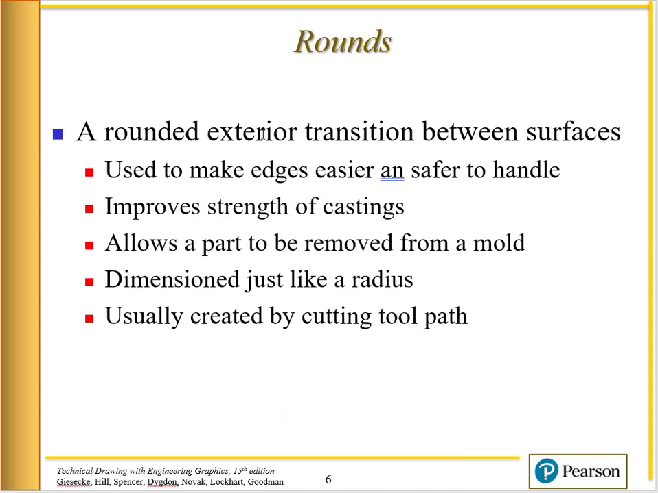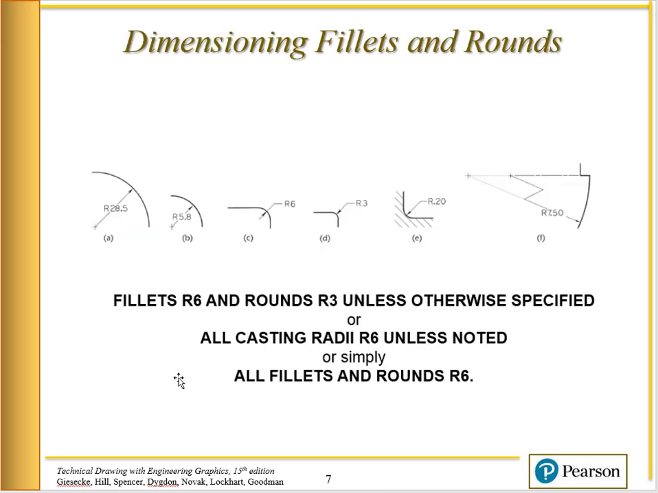Rounds. A round is an exterior transition between surfaces. Again, it's used to make edges easier and safer to handle. It improves the strength. It allows the part to be removed from a mold. You dimension it just like a radius, and it's usually created by the path that the cutting tool takes when that part's being machined. When it comes to dimensioning fillets and rounds, again, just like a radius.